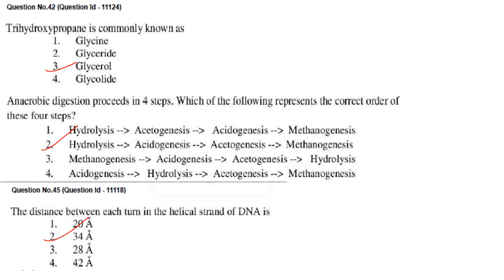Then next one. The distance between each turn in the helical strand of DNA is, so it is 34 Angstrom. Answer is option 2.